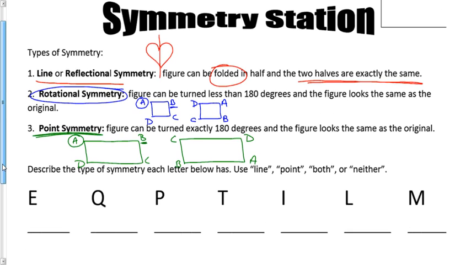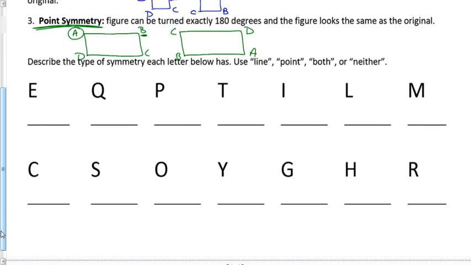So what we're going to do here is describe the type of symmetry for each letter below: line symmetry or reflectional, point symmetry, which means we can rotate it 180 degrees and it's the same, both of those, or none of those. So for E, I think that's pretty clear. There's line symmetry. I can draw right through the middle of the E. For the Q, when I spin it around, it doesn't look exactly the same. There's no line symmetry. So this one has neither. The P, again, there's no line symmetry where I can fold over, and if I spin it around, it doesn't change. So that's neither.